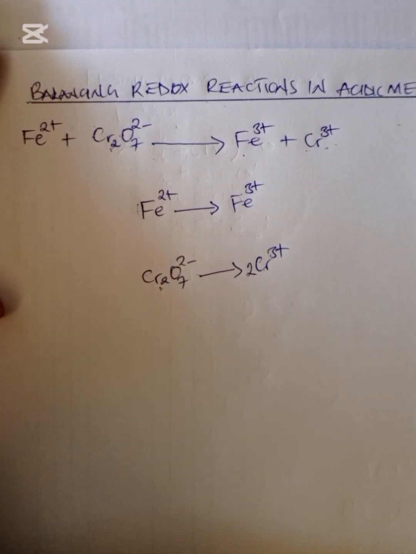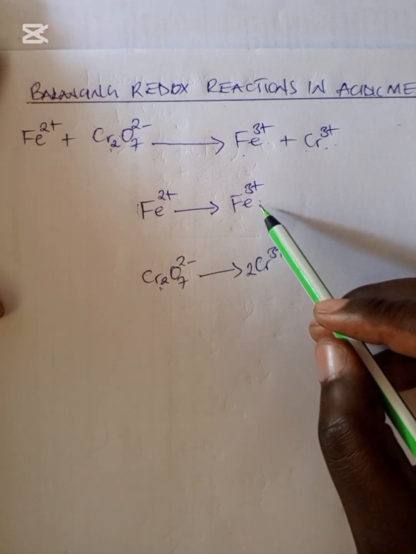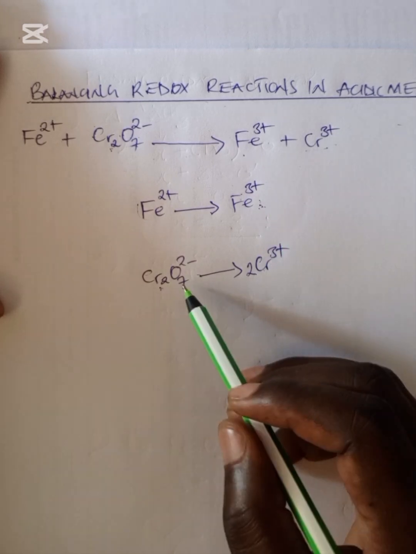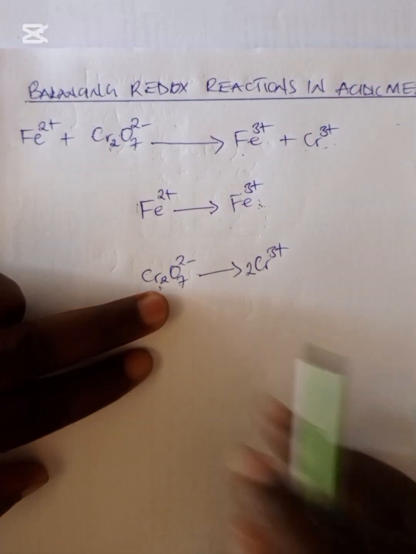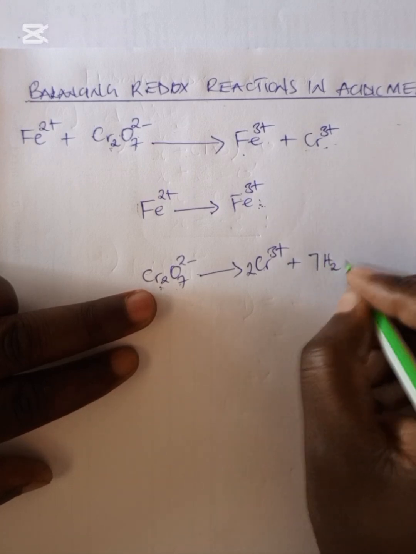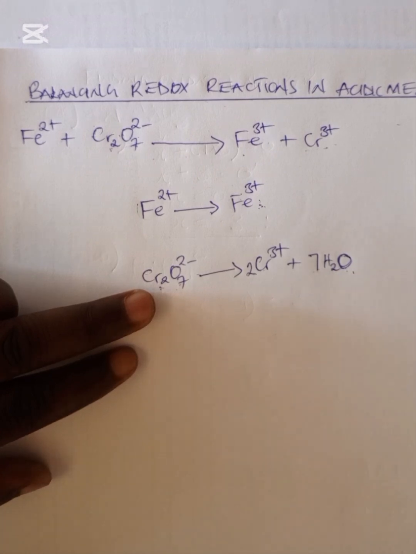The next step is to balance oxygen by adding water. Remember that here there's no oxygen, so there's no need for us to add water to balance it. We only balance where there's oxygen. Here we have 7 oxygen atoms, so we need to add 7 water molecules on the other side so that it is balanced, meaning that you have 7 oxygen atoms.